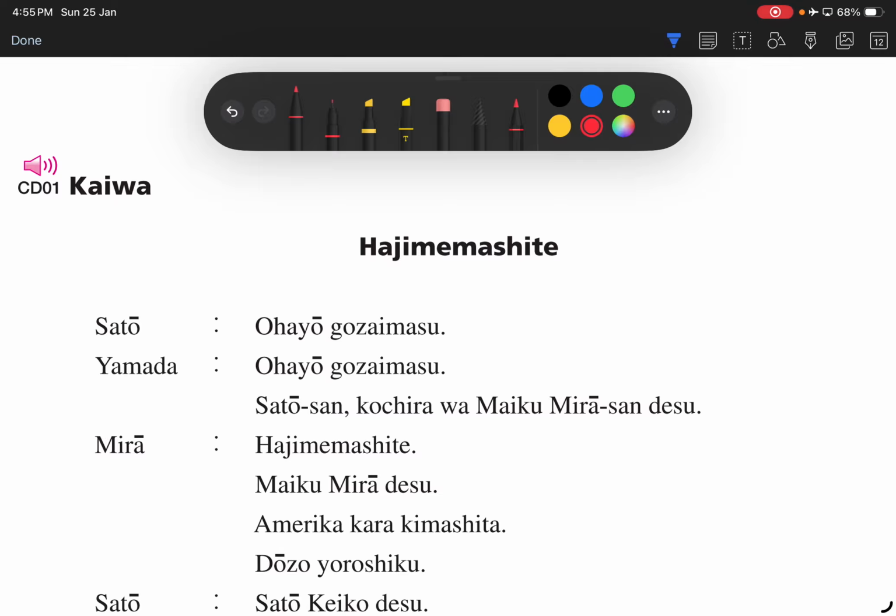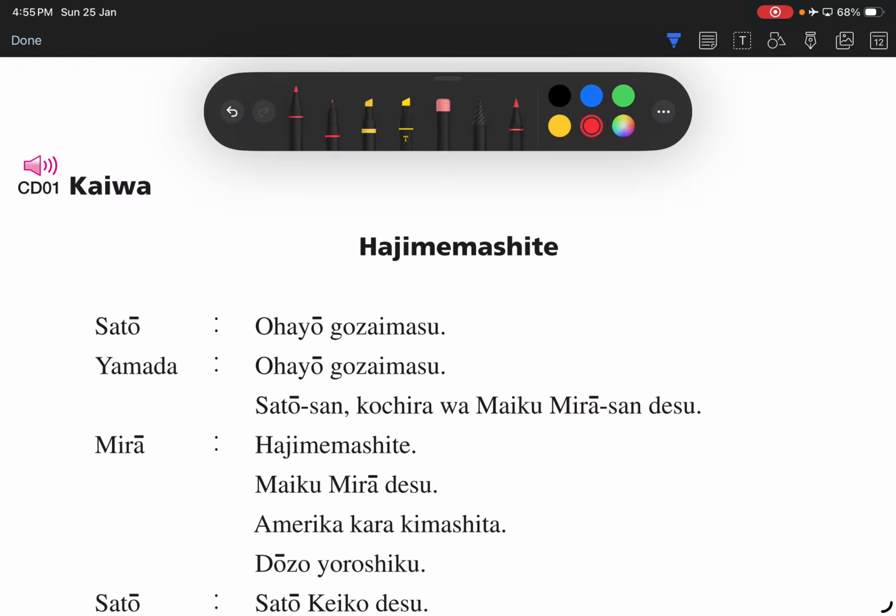Okay, so between these three persons, Sato-san, Yamada-san, and Mira-san, Sato-san says, おはようございます, which means good morning. Yamada replies, おはようございます. Sato-san, こちらはマイクミラです. So こちら we will learn in lesson 2, so please ignore it for now. This is Mike Mira です.